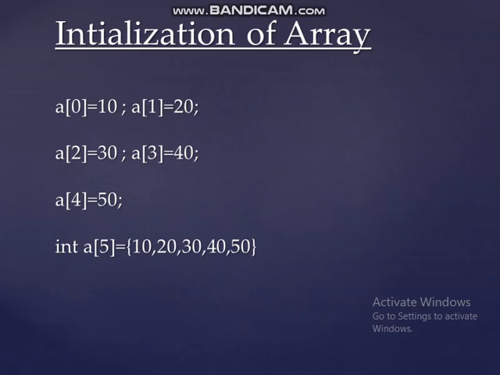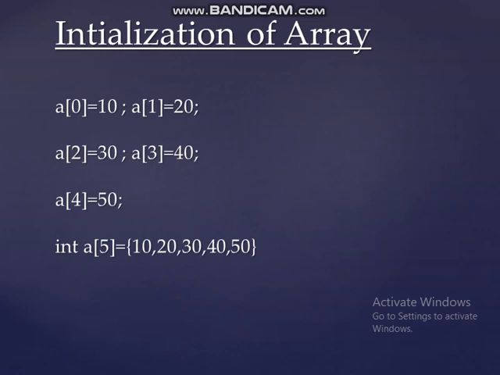Next we come to initialization of an array. How can you initialize? Just assign the element to the particular data item. array[0] equals 10, array[1] equals 20, array[2] equals 30, array[3] equals 40, and array[4] equals 50, for int a[5]. So this is how you can initialize an array.